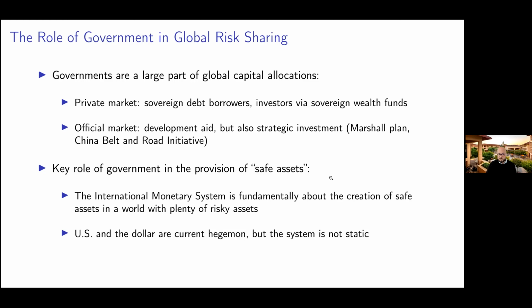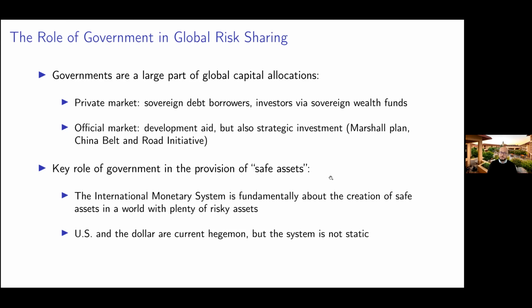But also there is the official market. This is sort of government to government. There's always been development aid, but there are also very large strategic investments. Think of the Marshall Plan from the US, but also the China Belt and Road Initiative right now. These might have very different motives from the traditional risk-taking that we put in our models. But in the data, they're very meaningful parts of global capital flows. And there's a lot of interesting work going on right now trying to understand them.